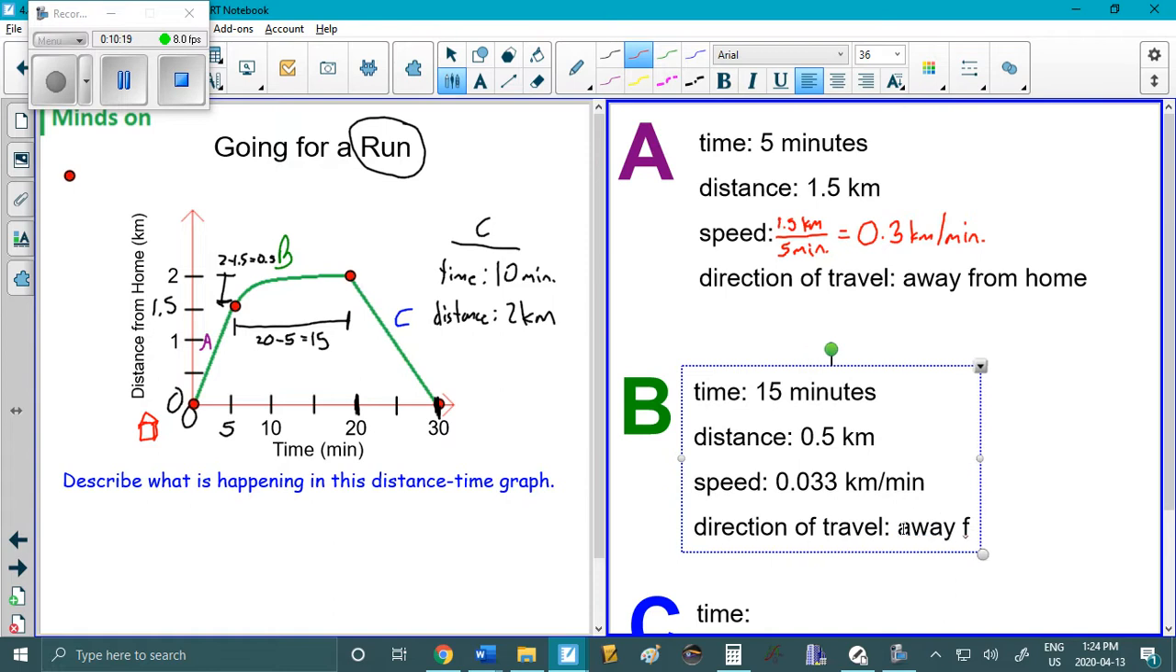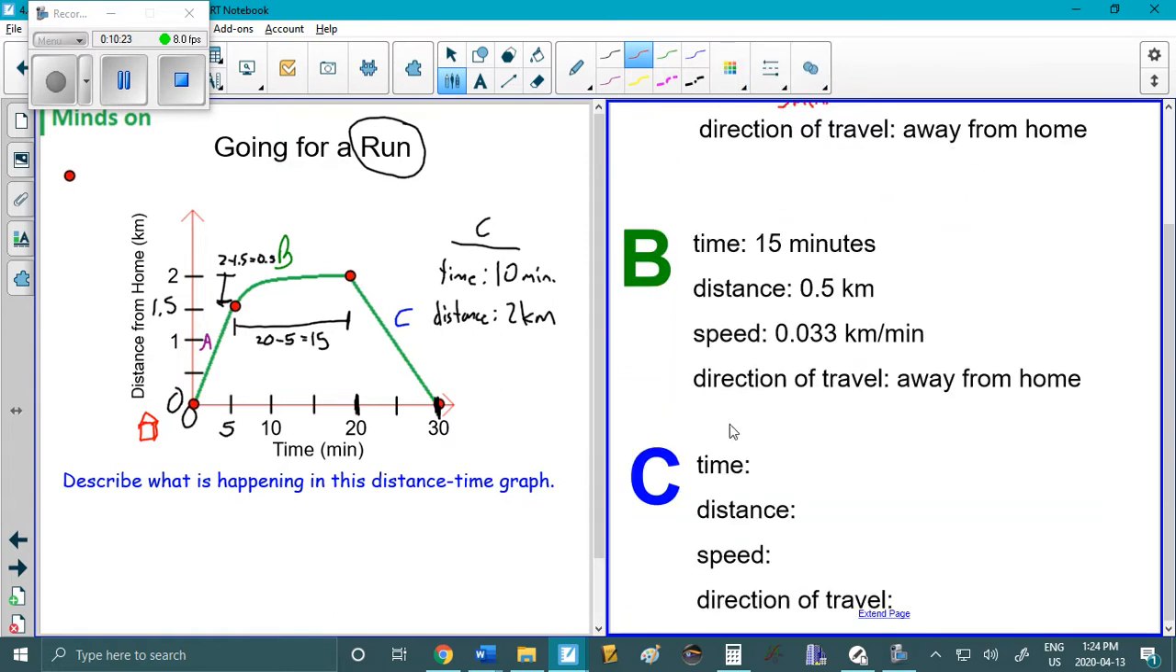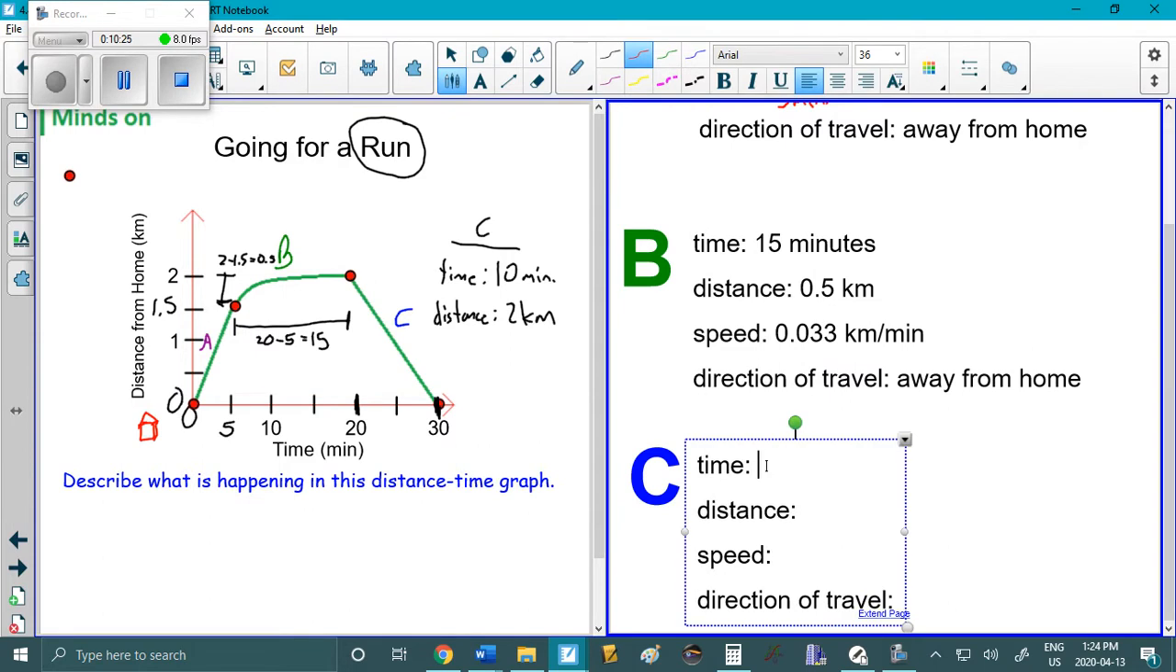Now, I encourage you, if you can, try to fill this in, maybe on scrap paper for part C. And if you're going to do that, please pause now.